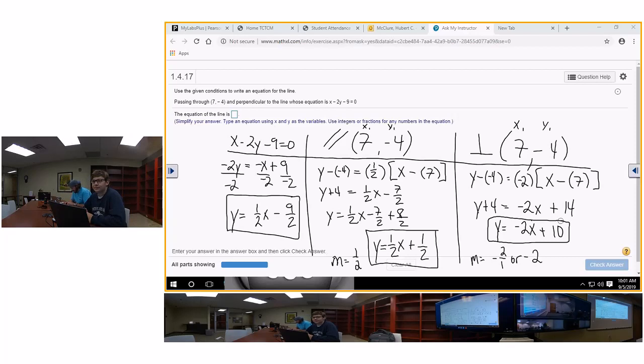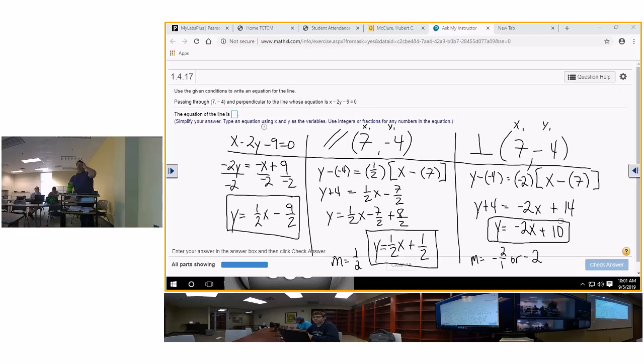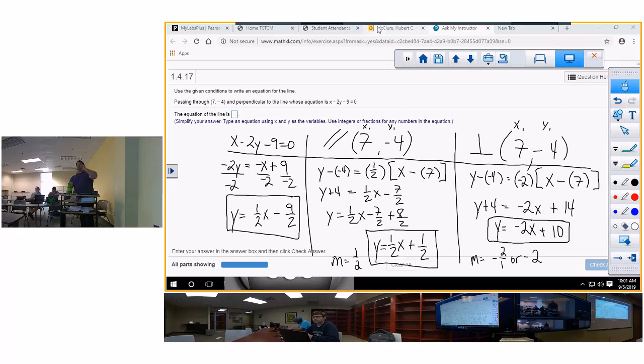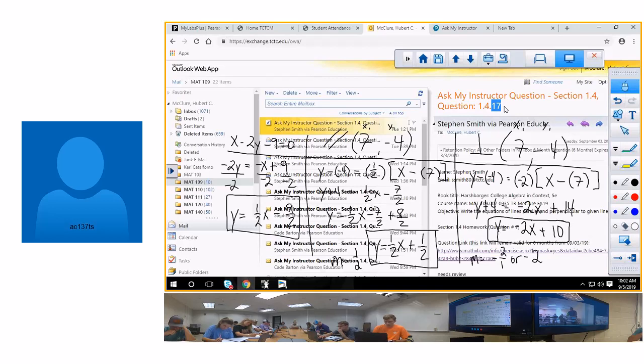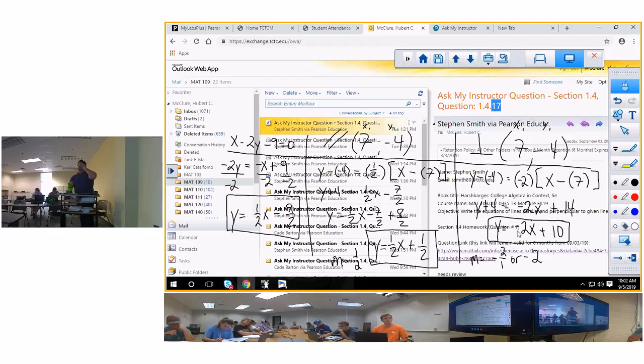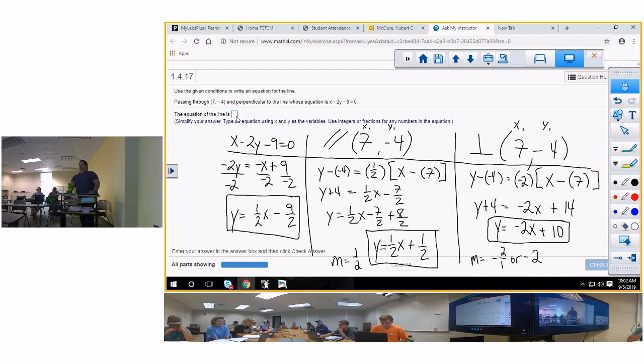That's why I can go back to number 17. Hold on. Number 17 in the book. Number 7 online, 1.4, number 7. And I don't know which one they're asking for. Which one are they asking for? Perpendicular? Parallel? It says perpendicular. So perpendicular would be negative 2x plus probably 10, to put y equals. Well, hell with it. I ain't gonna worry about it.